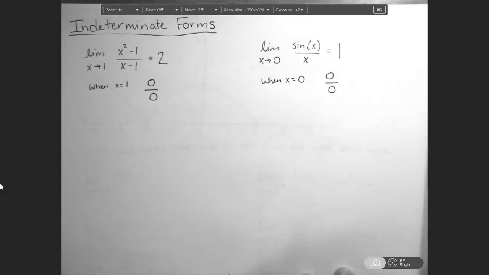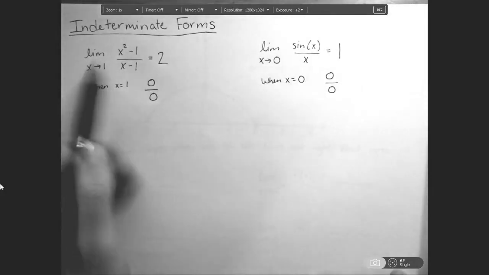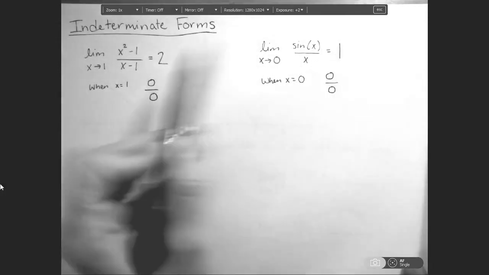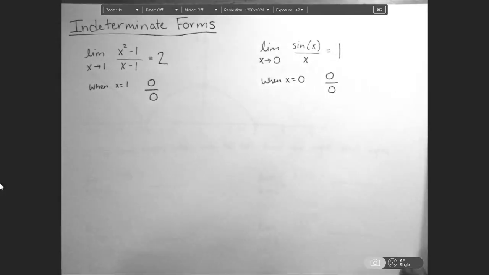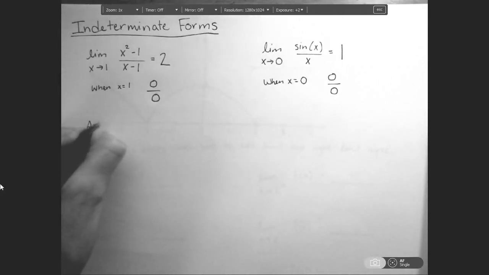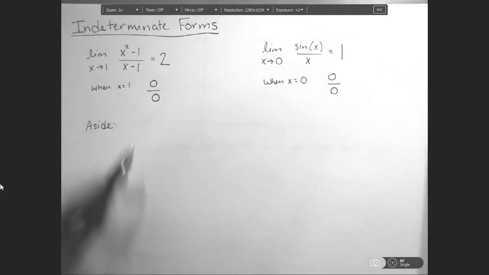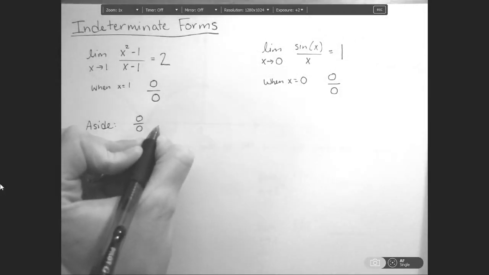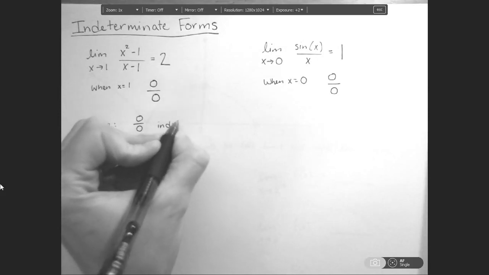What is this telling us? This is telling us that we can have limits of functions that look like 0 over 0, and we're getting multiple different answers out. Why would that be the case? So here's a little aside, and I'm going to talk about why 0 over 0 is something that's called an indeterminate form.